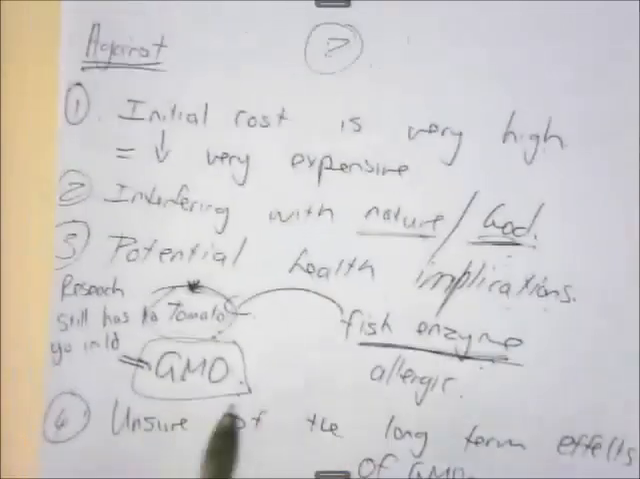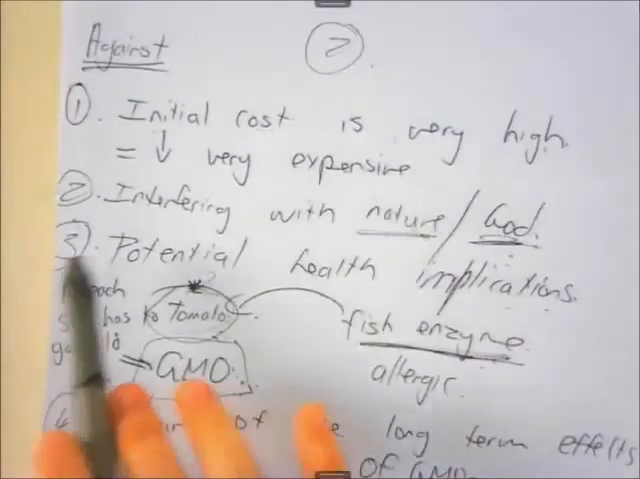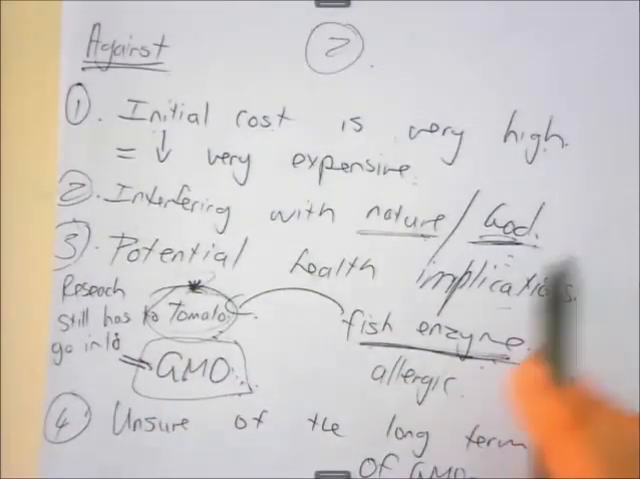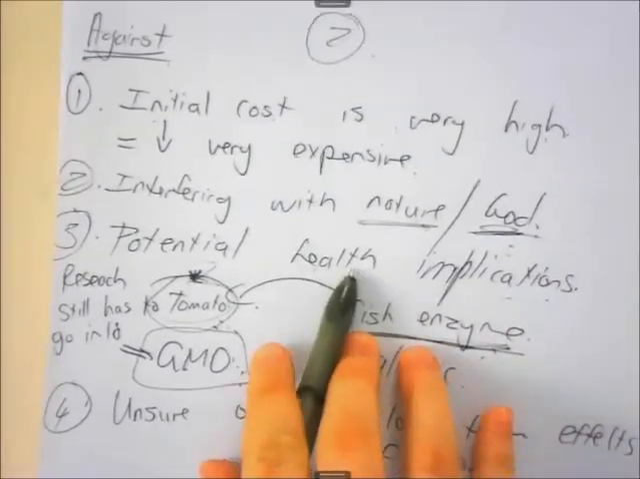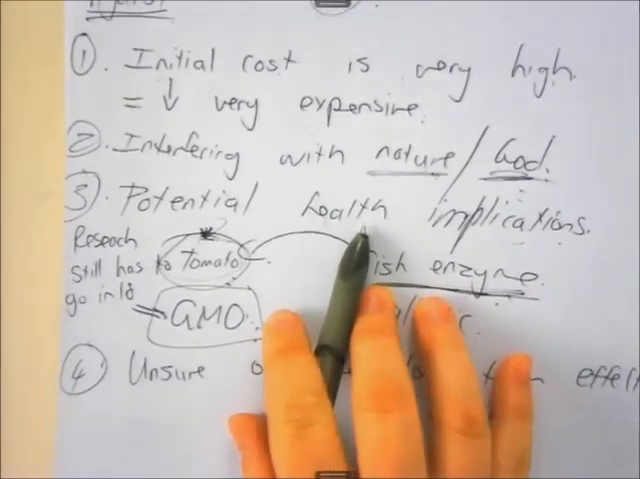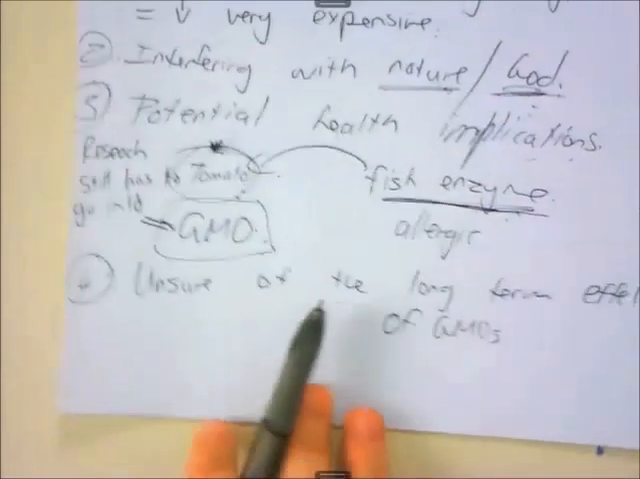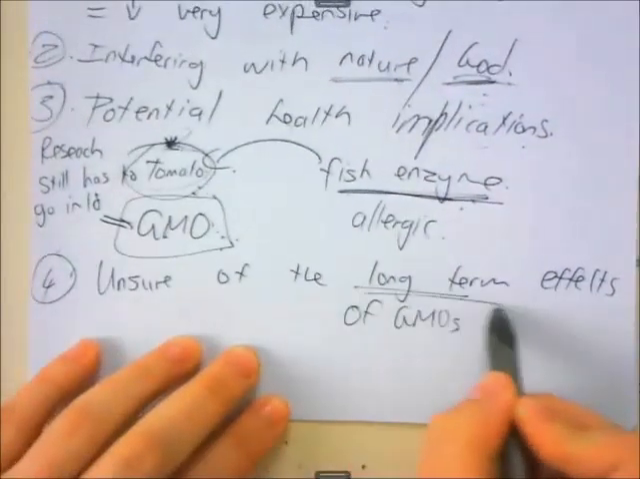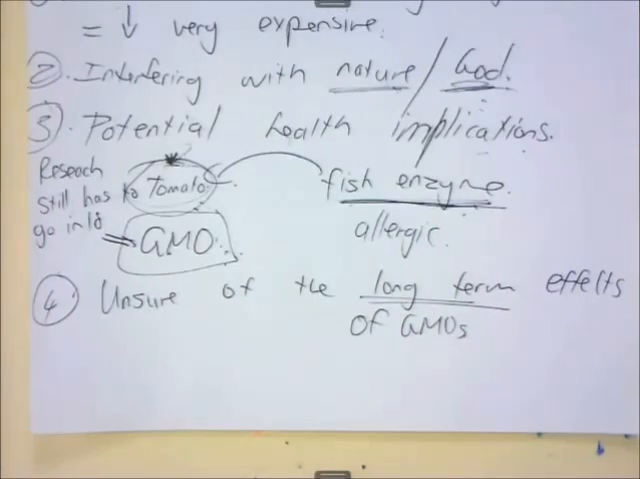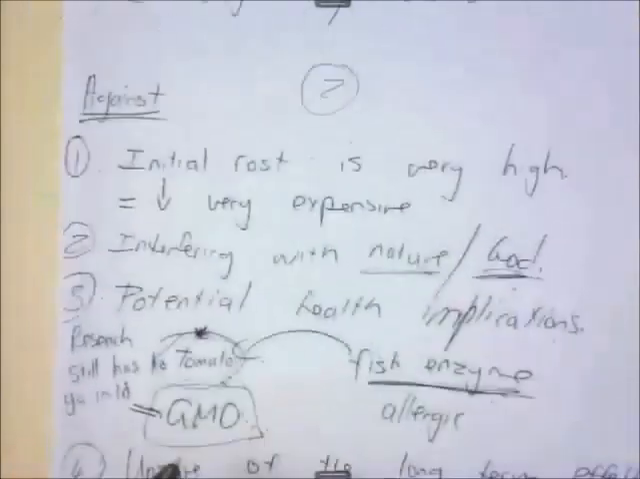So those four things: the initial cost is very high, we are interfering with nature and God, we are exposing people to potential health implications, and at this stage we are unsure of the long-term effects of GMOs. These are all things that can be used as arguments against.